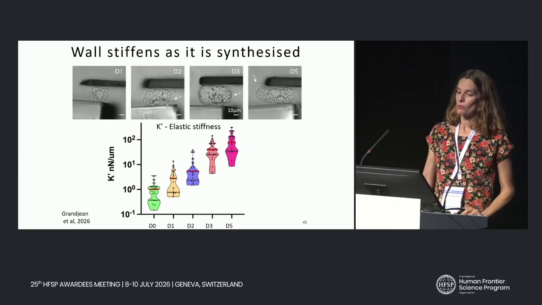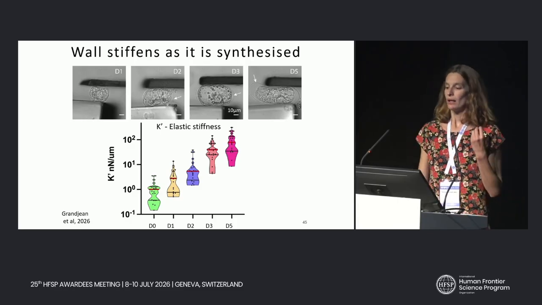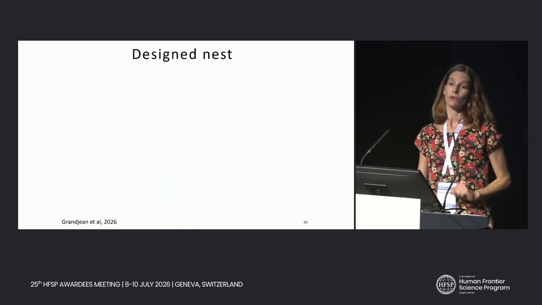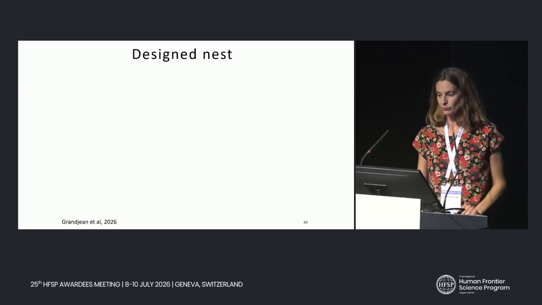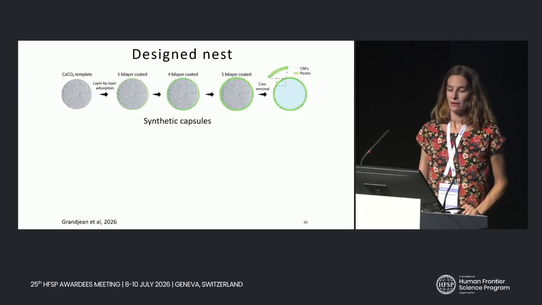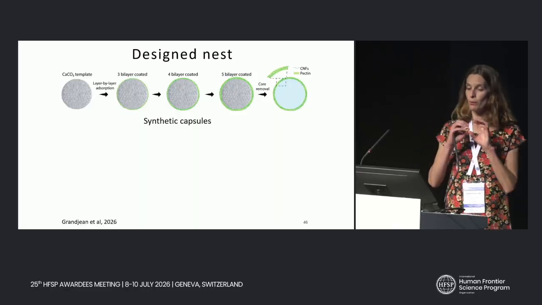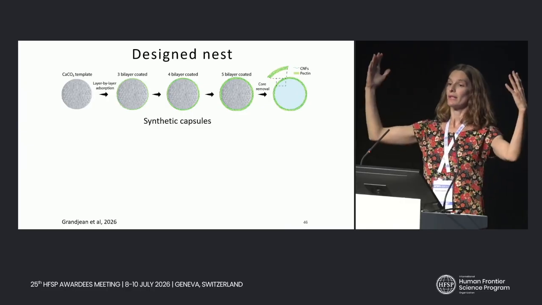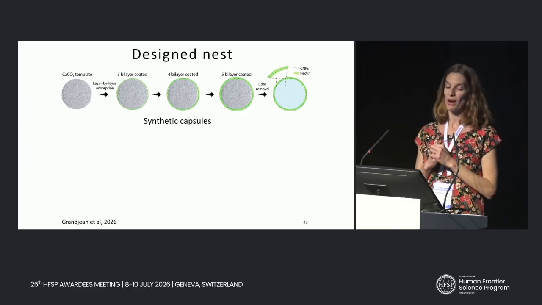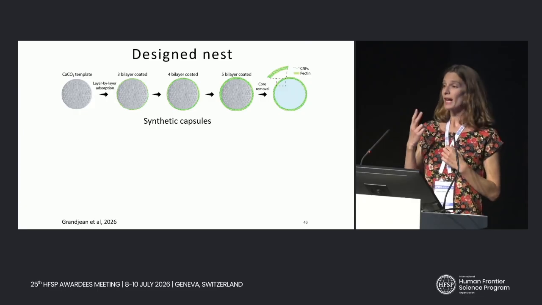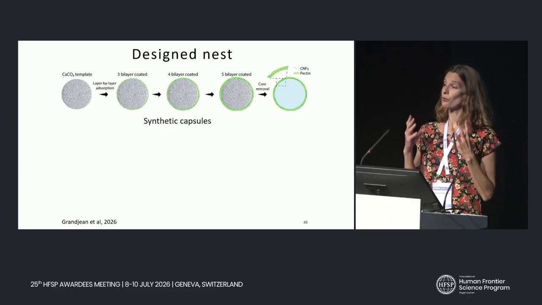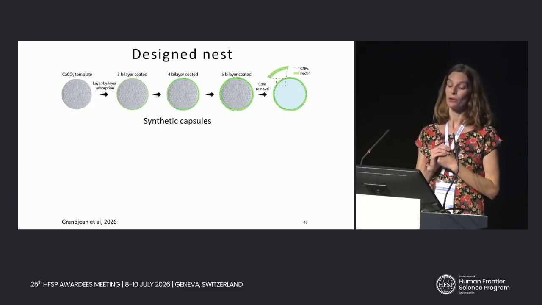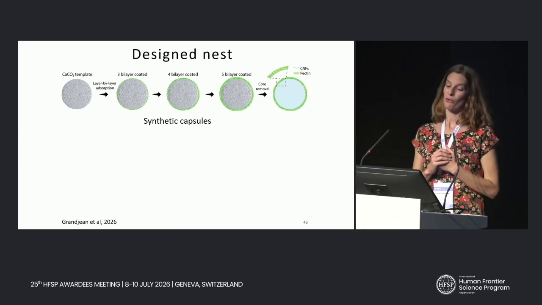So the next question we address is whether we can actually design a nest from scratch at the same scale as the single cell scale. So for that, we take some micro beads as a template, and we adsorb cell wall components at the surface of the micro beads. So the 2 nice things with this system is that we can control the number of layers of cell wall components we adsorb at the surface, and we can vary the number of layers.